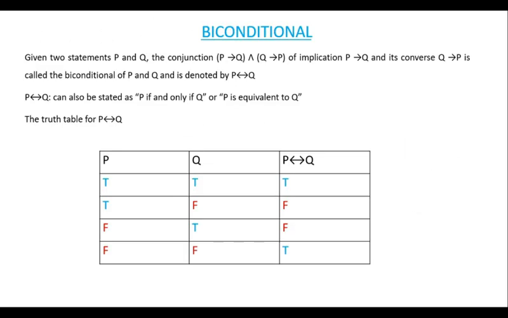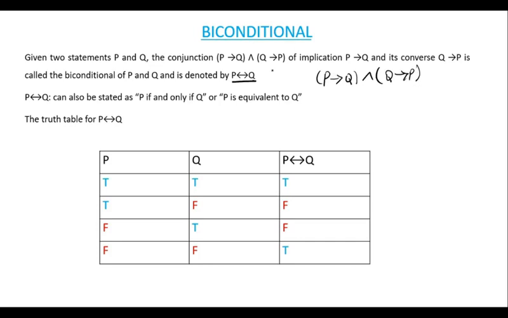Biconditional. So what is a biconditional? Given two statements P and Q, the conjunction of the implication P implies Q and its converse Q implies P is called the biconditional of P and Q, and is denoted by the symbol P, the double implication sign, Q. So what we mean by the biconditional is if we have an implication statement P implies Q, and we do the conjunction between this statement and its converse, which is the reverse of this, Q implies P.